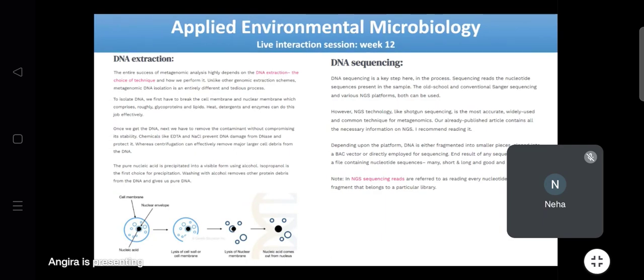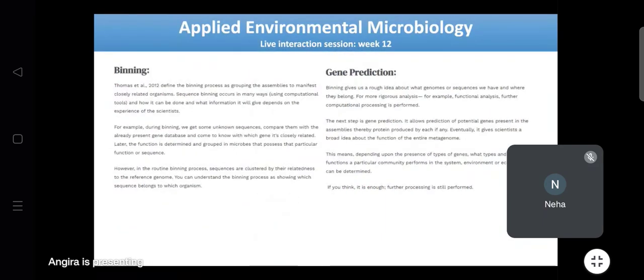Now, once this step is done, we proceed on to binning. The binning process is the grouping of the assemblies to manifest how closely related two organisms are. Binning comes from sequencing, and once it is done with the help of computational tools, the information can be checked, and two similar nucleotide sequences can be binned into one.